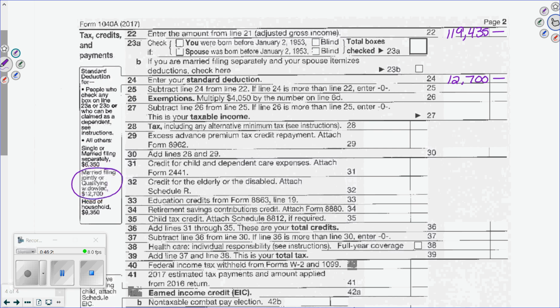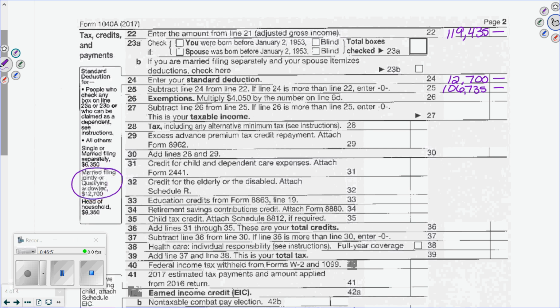25. Subtract line 24 from line 22. All right, 119,435 minus 12,700. So 106,735. Okay, so I get a standard deduction just for being married.